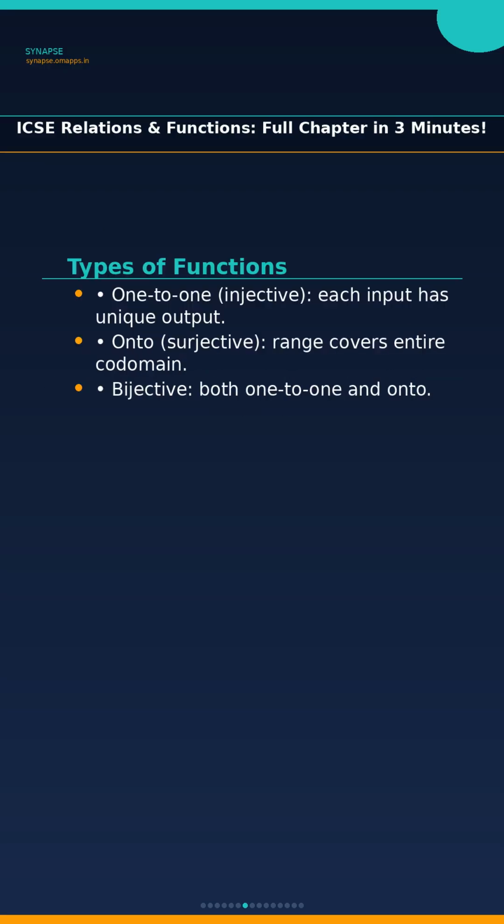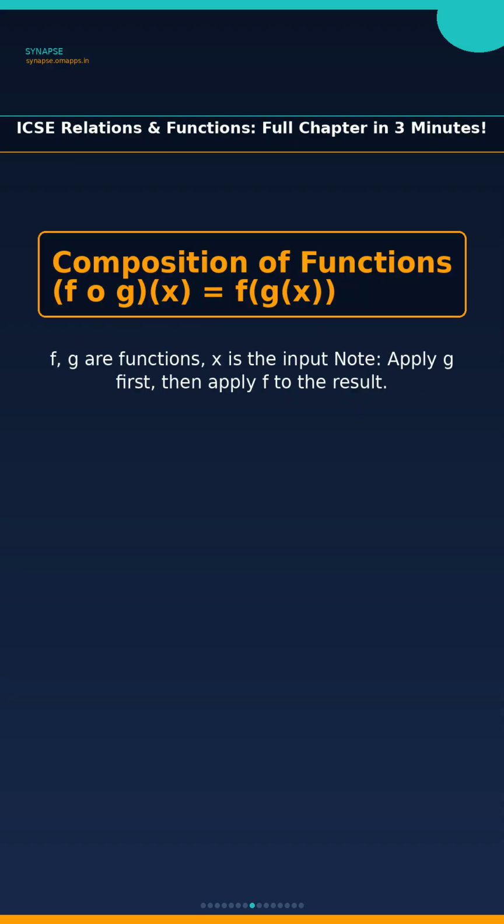There are different types of functions: one-to-one, onto, and bijective. A one-to-one function means each input has a unique output. An onto function means that everything in your possible outputs actually gets hit. Bijective is both. Another important idea is function composition. It looks like this: (f∘g)(x) = f(g(x)). This means you first do the function g on x, and then you take that result and do the function f on it.